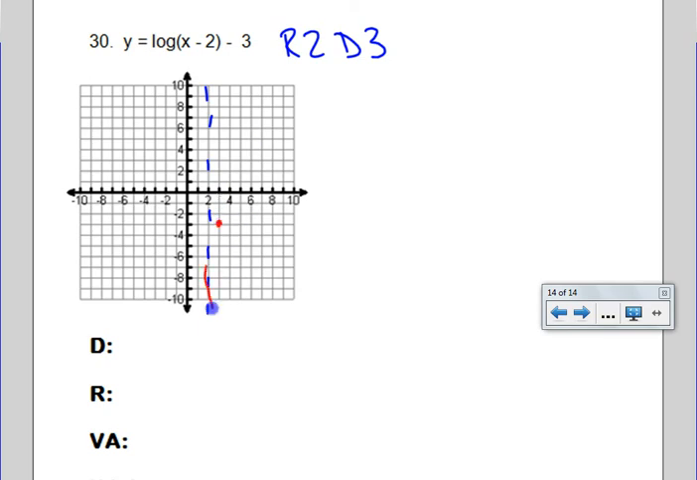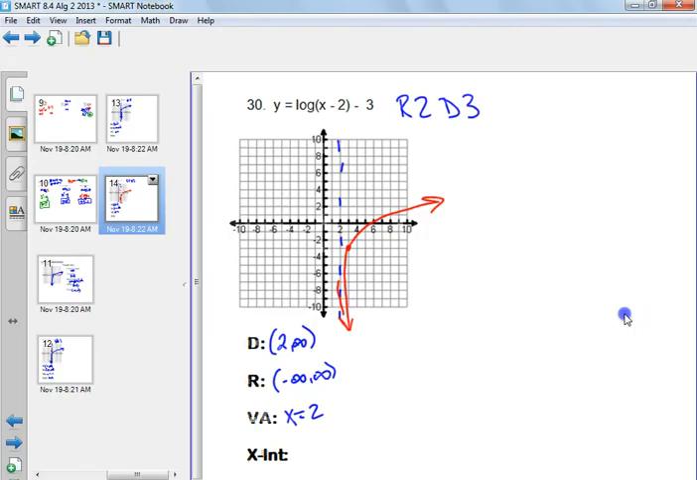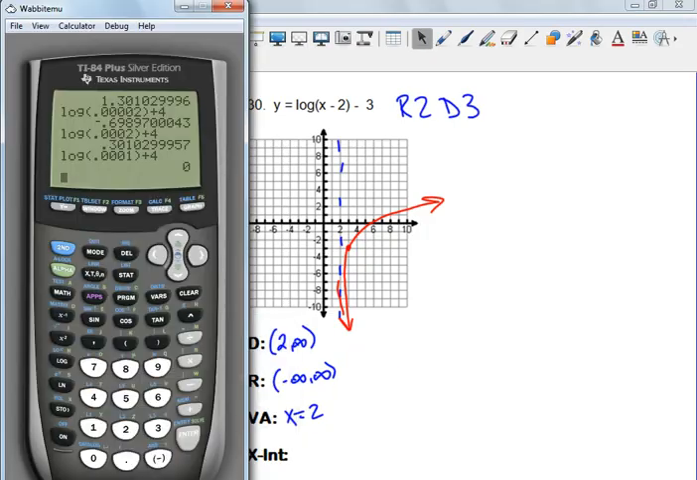And then of course, oh geez, you're going to do a much better job than what I just showed you. But the domain, we can answer pretty easily, even off of my graph. It goes from 2 to infinity. The range is always negative infinity to infinity. The vertical asymptote is now at x equals 2. And then the x-intercept, I think we're going to be able to find on our calculator pretty easily.